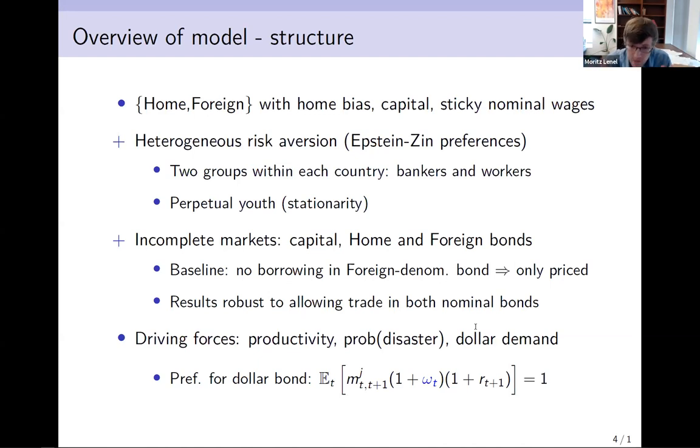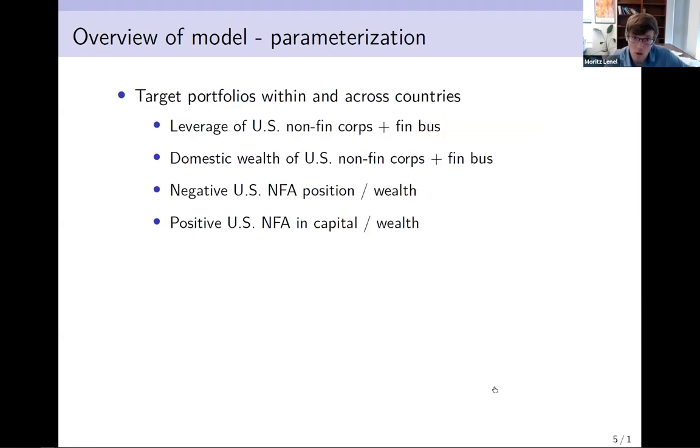It's time varying. And then finally, there are these dollar demand shocks. Just so I already said, think of them as a preference for dollar bonds. How this preference ends up in the first order condition is you can see here: the Euler equation for the home bond has this additional dollar demand shock omega t. When that is high, it means the investor is willing to accept a lower rate, a lower return on that home bond in expectations. In terms of parameterization, the key targets or parameters are portfolio data within and across countries.